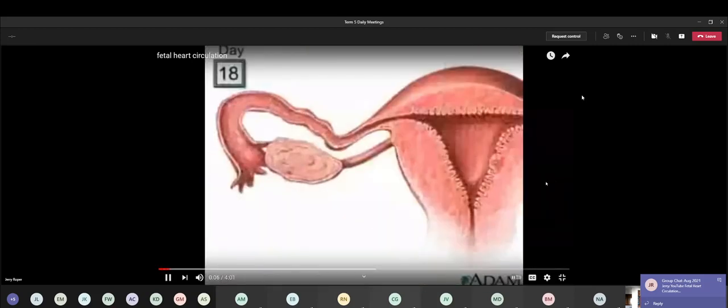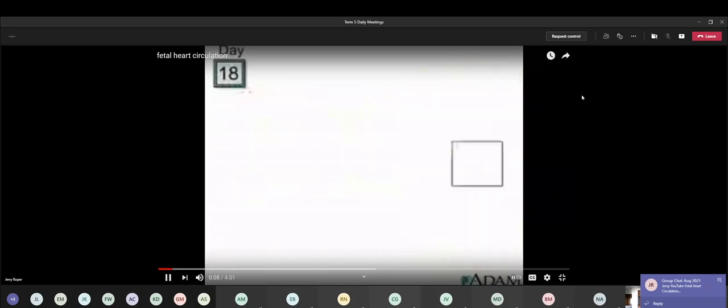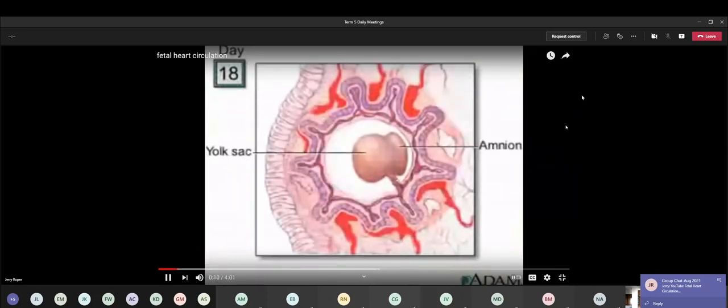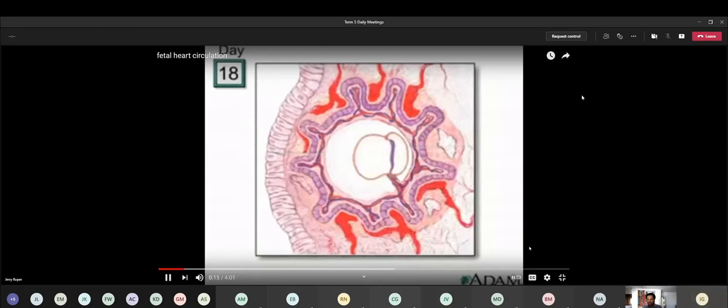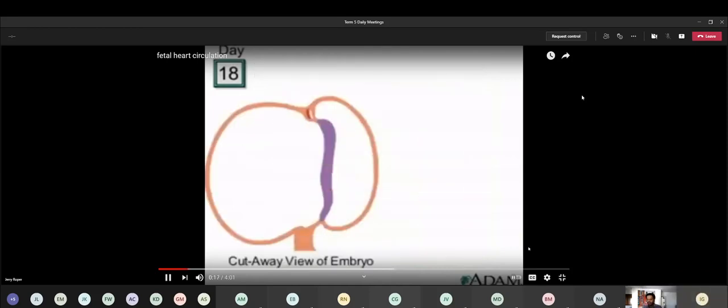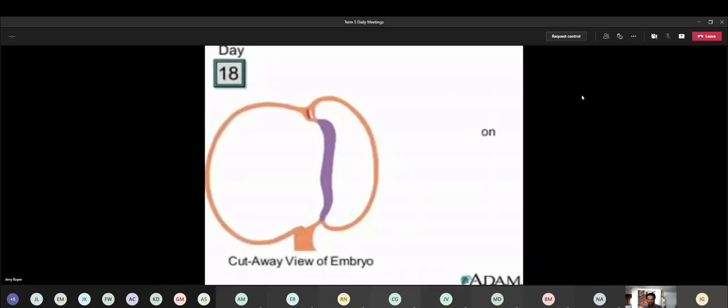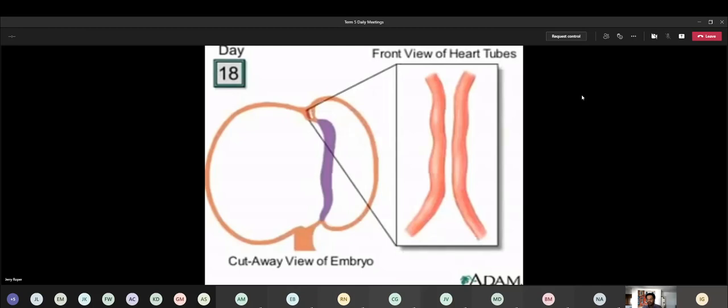Let's go back to 18 days after conception. Looking in the mother's uterus, you can see the embryo surrounded by its yolk sac and amnion. Let's take a look inside. Here's a diagram of the embryo seen from a side view. Right now, it's about the size of a raisin. There's the head region, and that red-colored area slightly above it contains two tubes that will form the embryo's heart. Here's what the tubes look like from a front view.